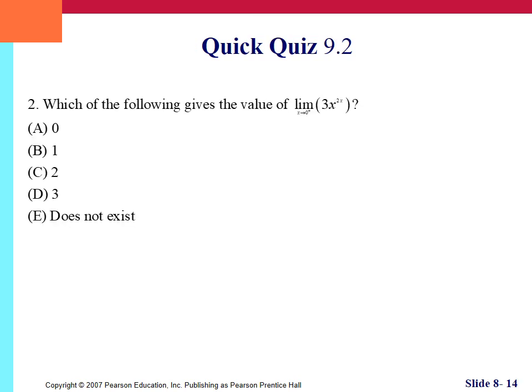Here is another quiz for you to try. Which of the following gives the value of the limit of 3x to the power of 2x as x goes to 0 from the right side? You have got 5 multiple choices here. One of them contains the correct answer. Identify which indeterminate form it is and try to get your answer.